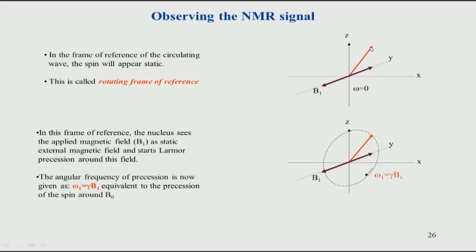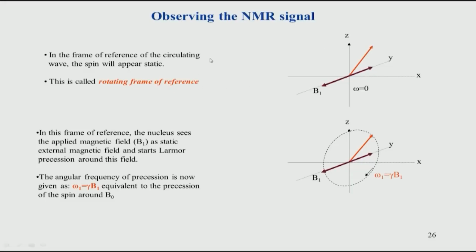I am also moving along with the spin at the same frequency. So, this RF radiation which is applied, if it is synchronized with this particular spin rotation, then if I am the RF radiation, you can imagine like that, for me the spins are no longer moving, they are static. So, this is called rotating frame of reference.